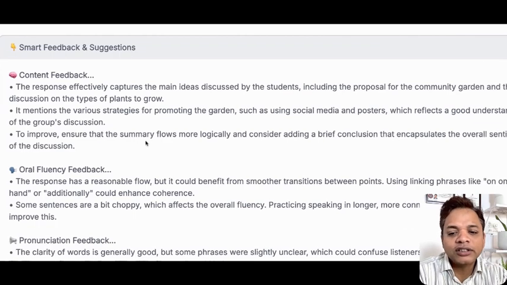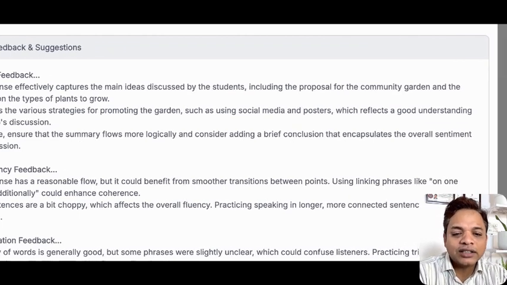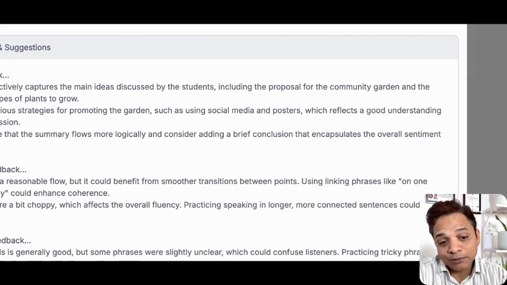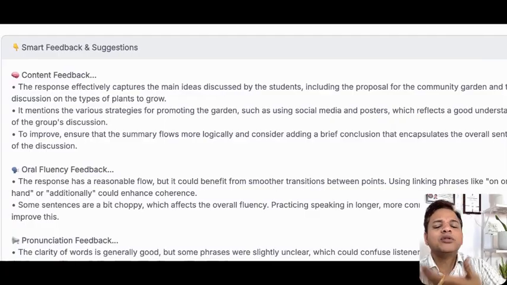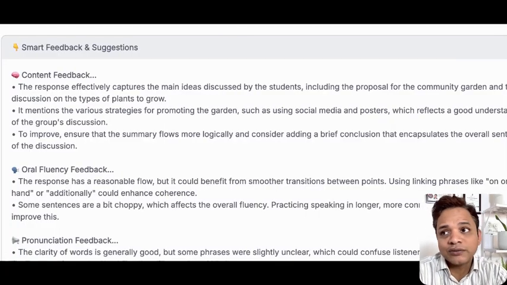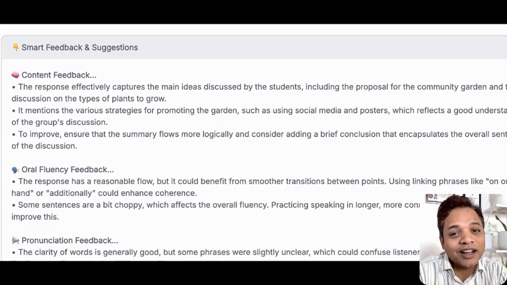Okay. To improve, ensure that the summary flows more logically. Consider a brief conclusion that encapsulates the overall sentiment of the discussion. Probably it is asking me to say towards the end that the 3 students were equally excited about their community garden, something like that, it wanted me.